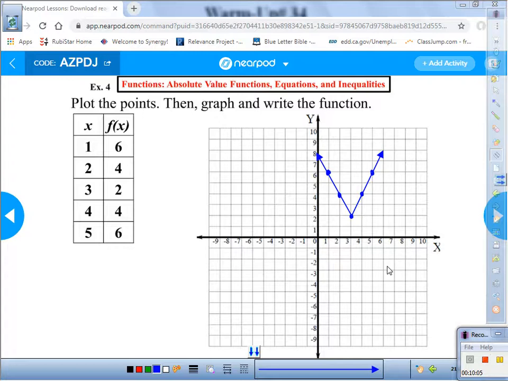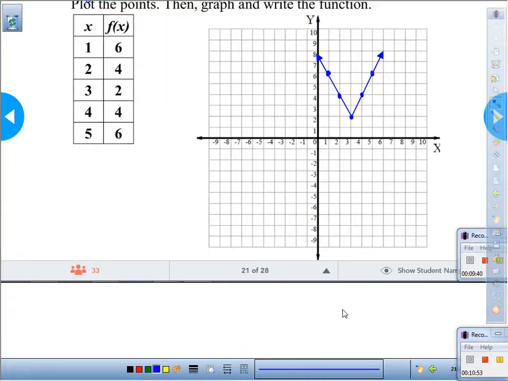Here we go. First things first, did we plot our points? Yes. Did it graph? Yes. Now, in the homework, they're not going to ask you to do the plotting or the graphing. They're already going to give you a graph. They're going to ask you to write a function from it. Okay? Here goes the process to writing a function.